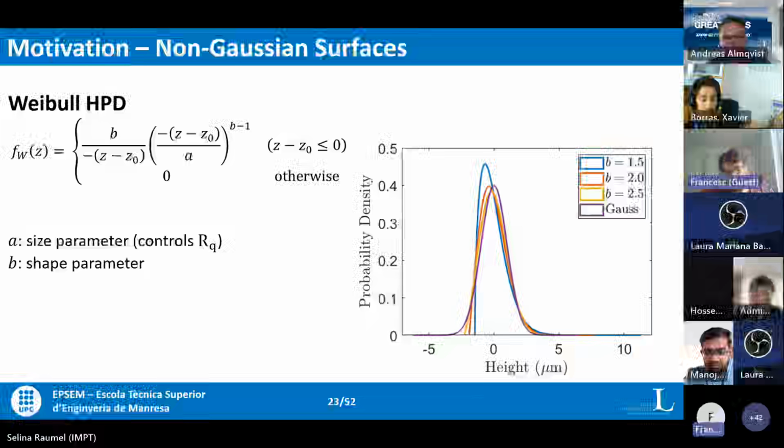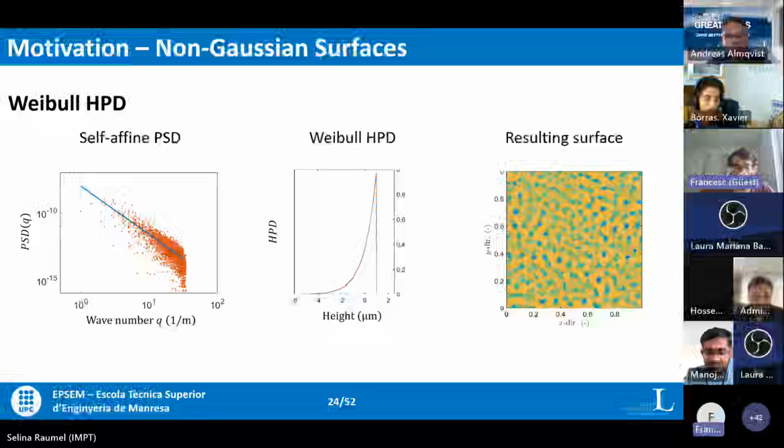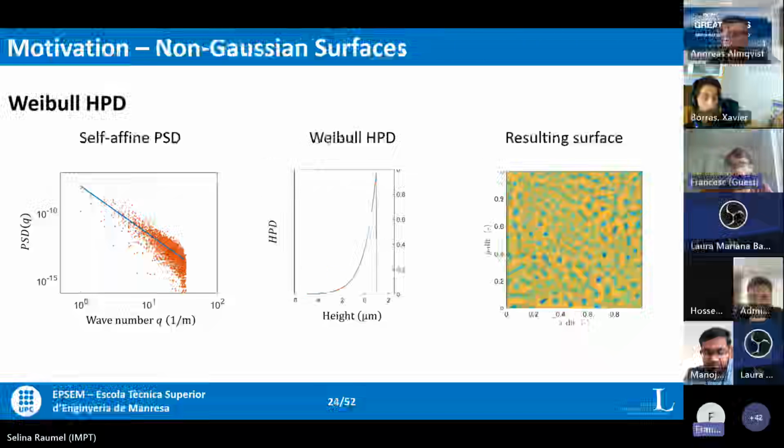And so what we do is basically the same. Take a self-affine power spectrum, take a Weibull distribution, and with the algorithm we will present today, we compute the surface. And now you can see that because of this very sharp fall, you have all these peaks more or less at the same color. So basically you have all these flat peaks. For example, to conceptualize it, this could reflect a more or less worn surface where initially it was Gaussian, but the peaks have been flattened out. But okay, now we can generate it directly.